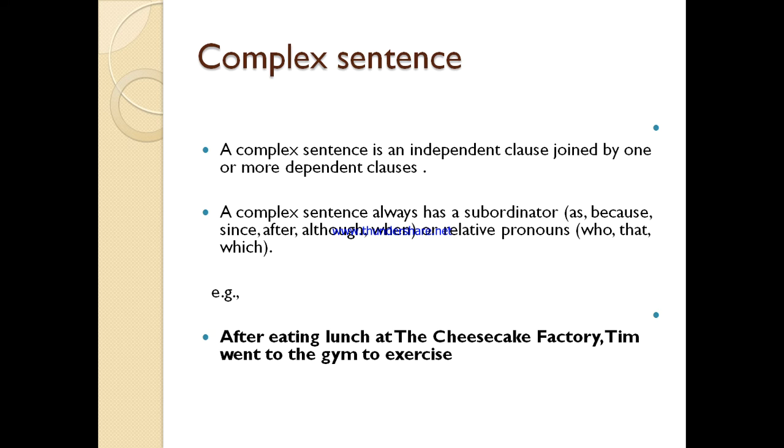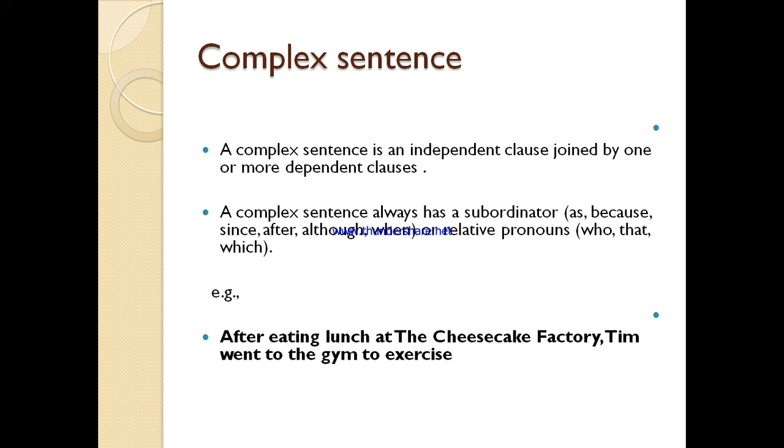The third one is the complex sentence. It is an independent clause joined by one or more dependent clauses. So in complex sentences we have one independent clause and one dependent clause. Usually we have a dependent clause and an independent clause joined by a conjunction, or sometimes we call it a subordinator, for example, as, because, since, after, although, when, or a relative pronoun.